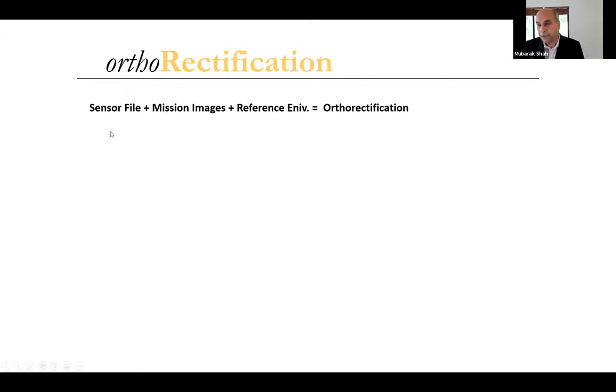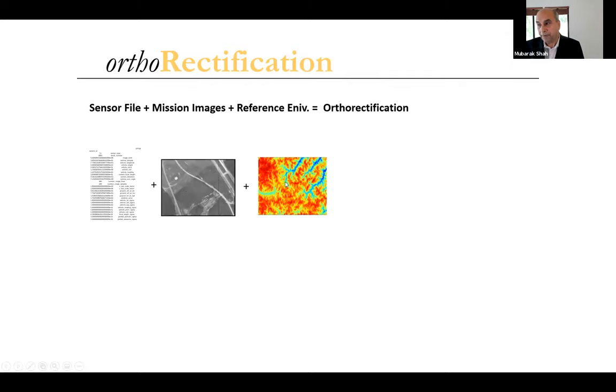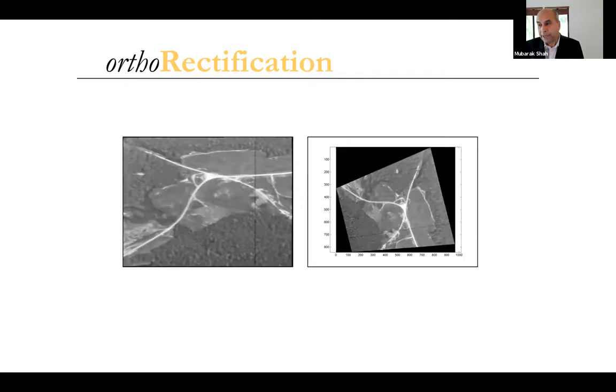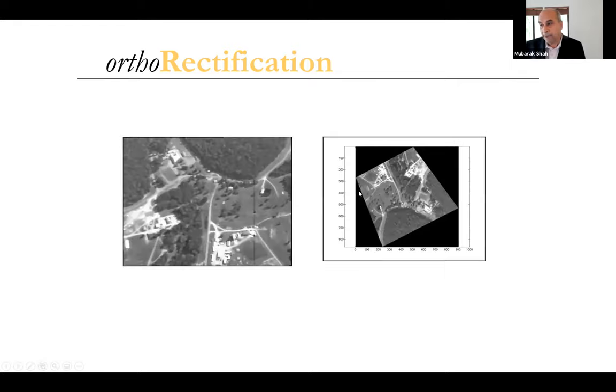model. We have to model the sensor, which is shown here. We have to have a mission image, and we have to have a reference environment like a DEM, then we can auto-rectify. So here as an example, this is the mission image, this is the auto-rectified one, which we are looking at from the top. And there are some more examples like that.